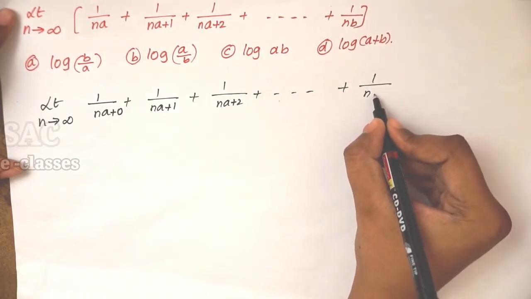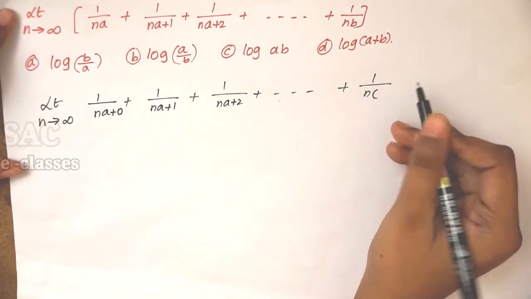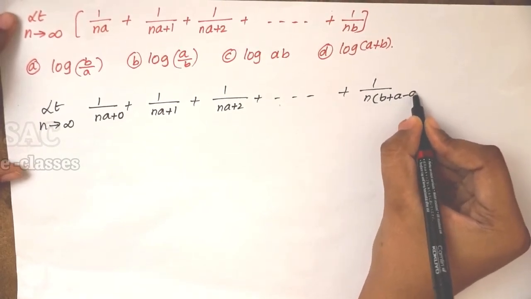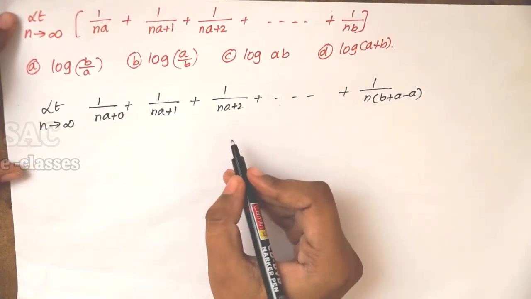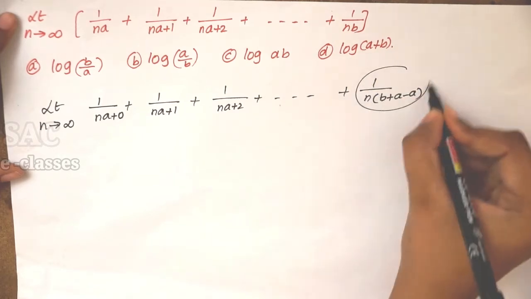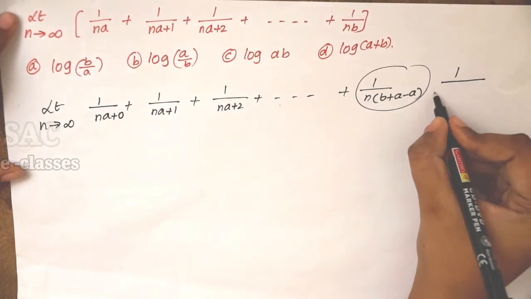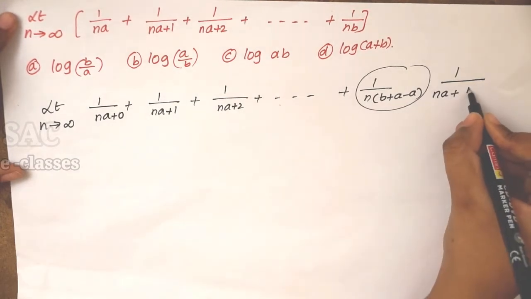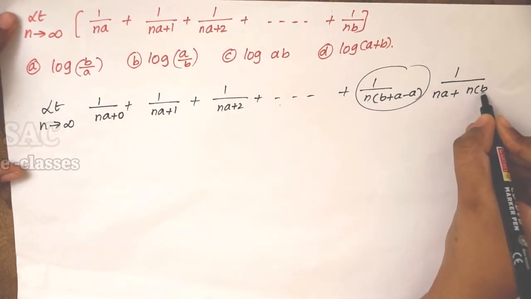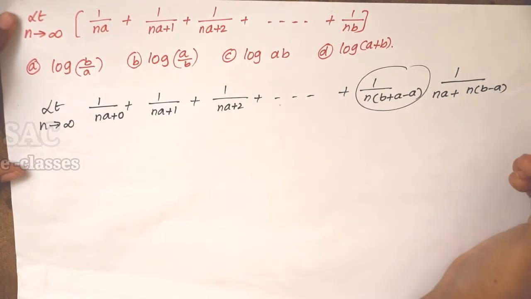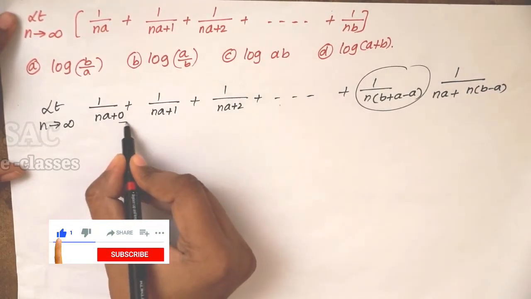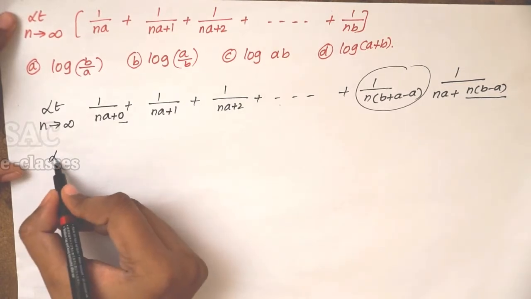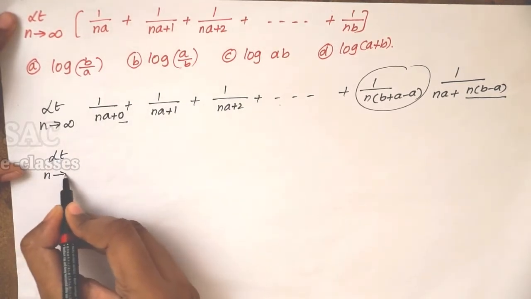So can I write that n of b plus a and minus a? Yes, obviously we can write. So what I am going to do is express it as na plus n of b minus a. So r varies from 0 to n of b minus a. Now change it into the desired form.